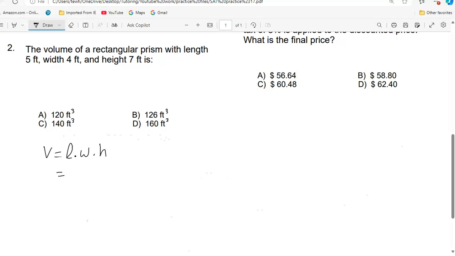So you multiply the length, which is 5, times 4, the width, times the height, which is 7, and that will be 140. Is that correct? Yes. And the unit will be cubic feet. So the answer is C.